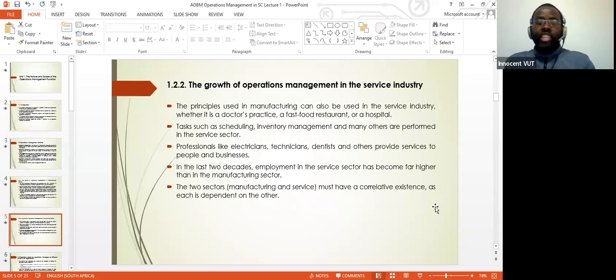And then the manufacturing sector, maybe it has machines that it uses. When those machines are not functioning, they need to be repaired, and repair is a service. So these two sectors, the manufacturing sector and the service sector, depend on each other. So they should coexist, because one sector cannot function without the other. It needs the input of the other.